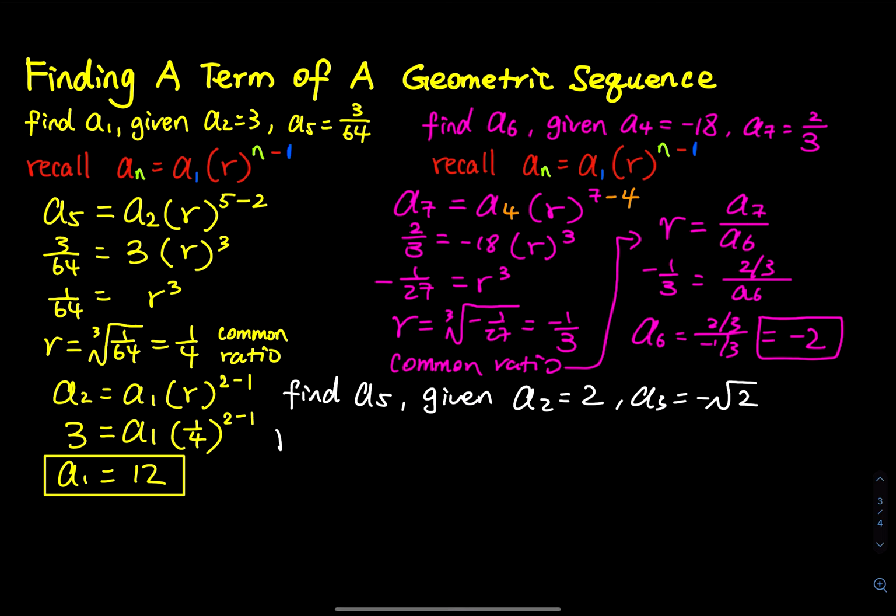For a geometric sequence, r is equal to the next term divided by the current term. So a3 is -√2 and a2 is equal to 2. So this is the common ratio, and then we recall the formula an equals a1 times r to the n minus 1. This time I will be taking a5, and I cannot use a1 because I don't have it. So I'm going to use a3.